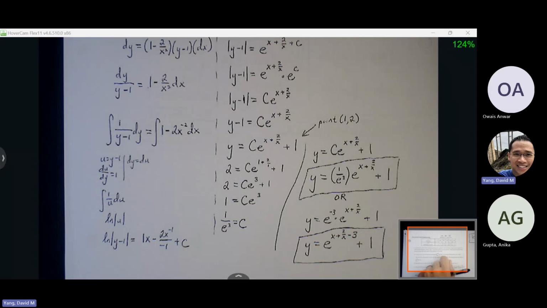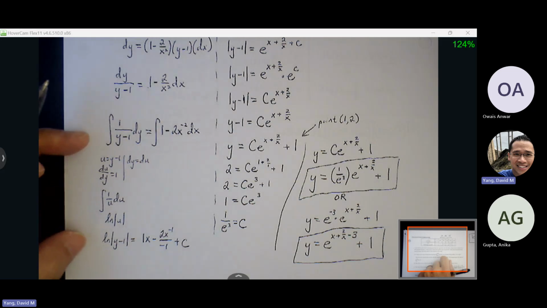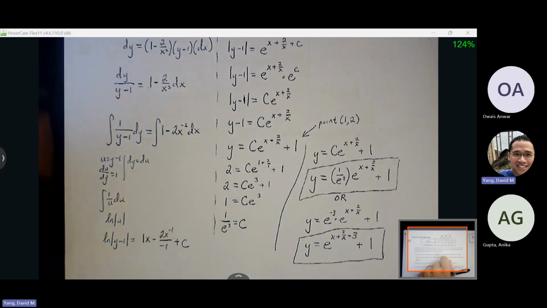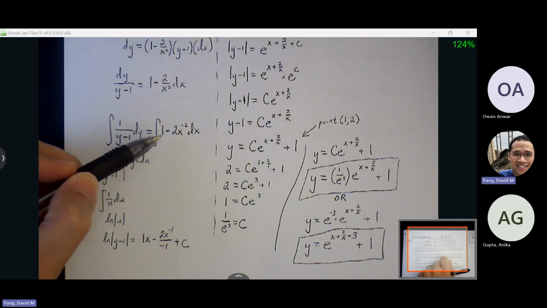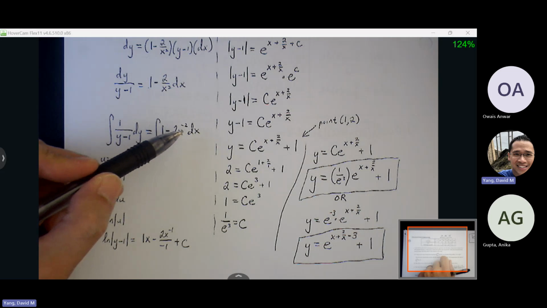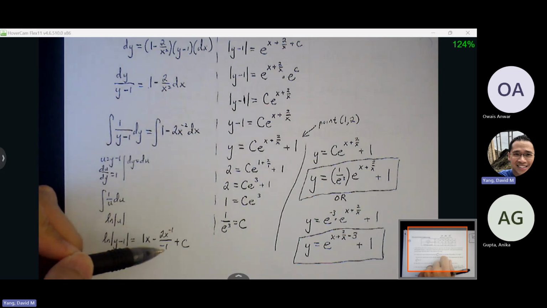So 1 over y minus 1. If you understand this is just going to be natural log, you can skip all the u substitution and say, okay, this is basically 1 over u du, natural log absolute value of u, which turns into natural log absolute value of y minus 1. Or you can go through the full u substitution steps. Okay, power rule: 1 becomes x on the right side, and 2x to the negative 2 becomes 2x to the negative 1 over negative 1.